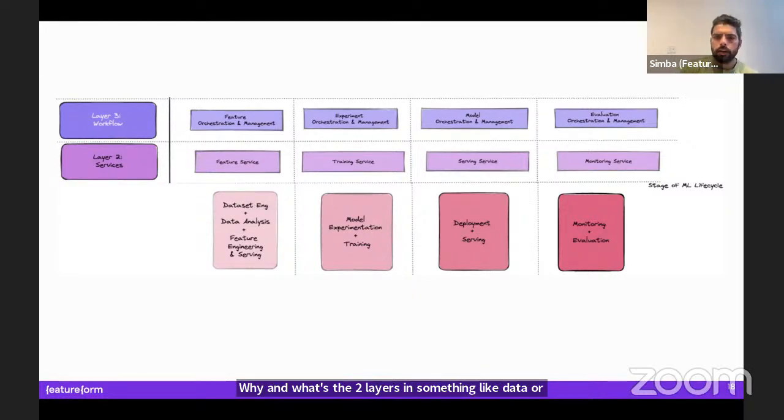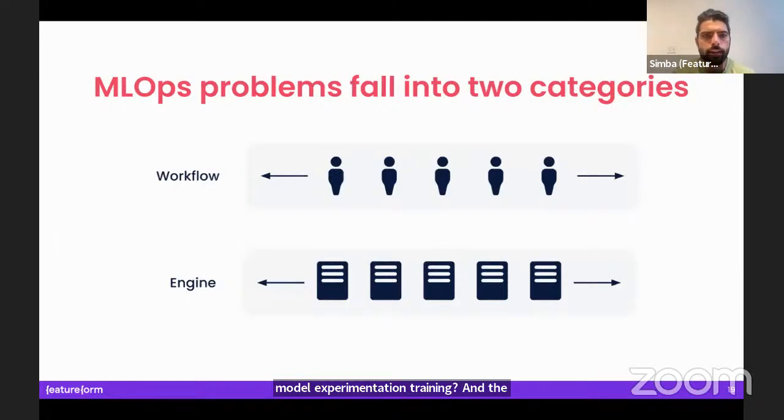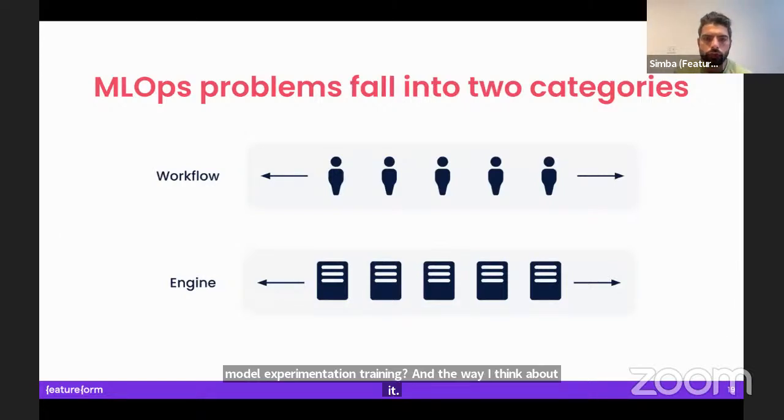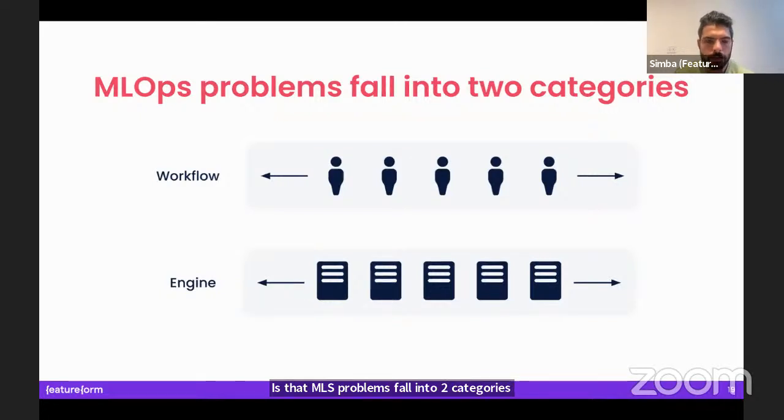The way I think about it is that MLOps problems fall into 2 categories. There are the engine problems, and there are the workflow problems. The engine problems are the underlying infrastructure. They're the things that actually compute features, that actually train the model, that actually run the deployed model, that capture our monitoring logs and evaluation logs. So it's the engine underneath.